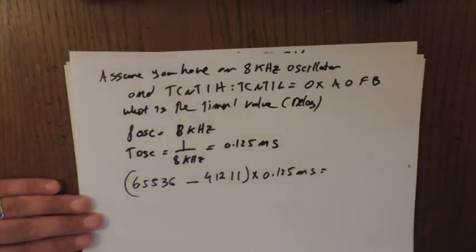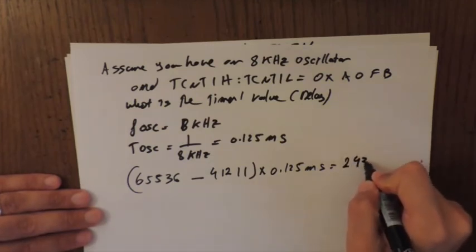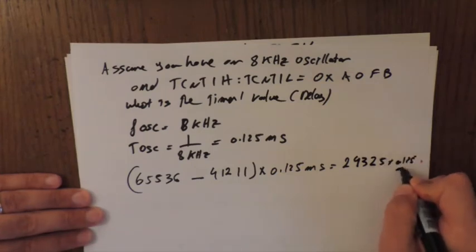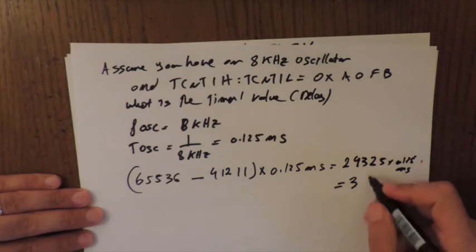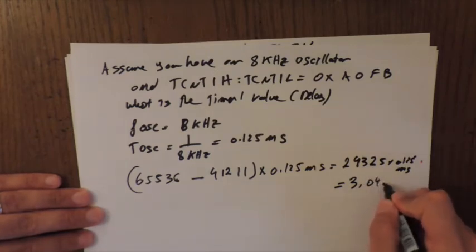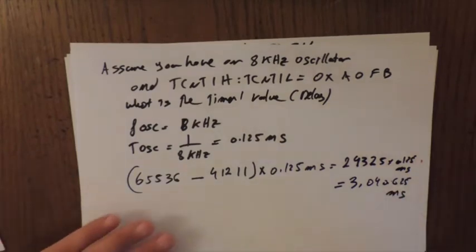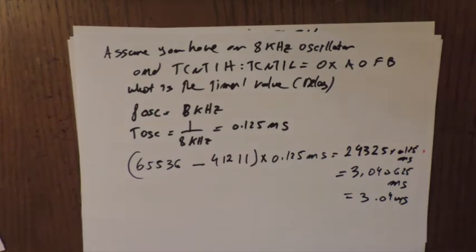Then we multiply it by the period. This value will be 24,325 times 0.125 milliseconds, and the final value of the wait will be 3.04 seconds, if we round it up.